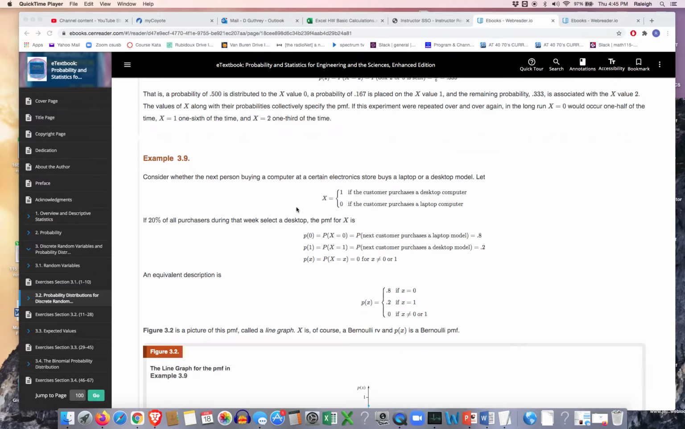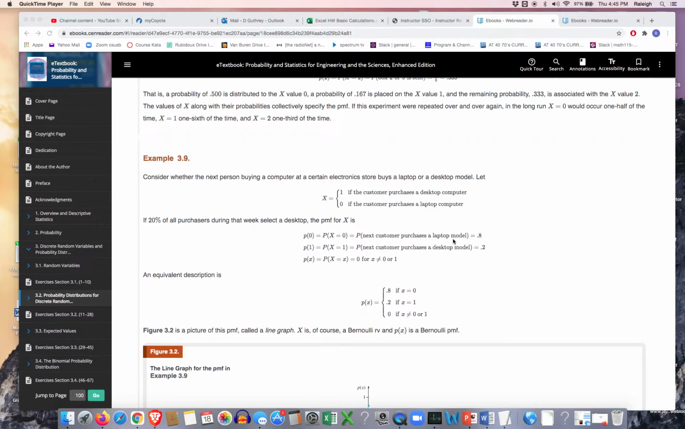Looks like a Bernoulli function, and so we consider whether the next person buying a computer at a certain store buys either a laptop or a desktop model. And we could say X equals 1 if they buy a desktop and 0 if they get a laptop. So 20% of all purchases happen to be a desktop during a certain week. So we could say that 20% get that X equals 1, i.e. a desktop. So they want a desktop 20%. There it is, 0.2. Then by default, the laptop, 1 minus 0.2 is of course 0.8, 80% chance that a laptop is purchased.